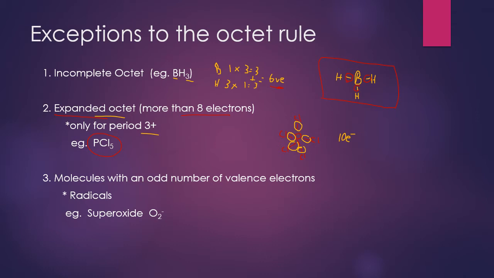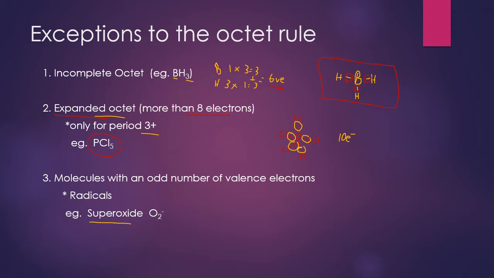Now the third category. These are molecules with an odd number of valence electrons. These are often referred to as radicals. Now they are very, very reactive because what happens when you have an odd number of valence electrons is you can't have electron pairs anymore. And if you don't have electron pairs, you come up with a very unstable molecule. An example of this would be the superoxide. So we have O2 with a -1 charge. So let's work through this and see how it would look.